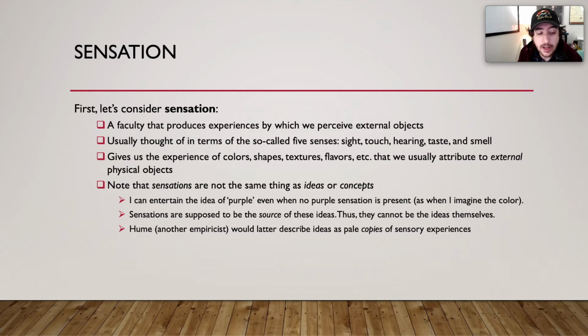So Hume, another empiricist that we'll look at later, would later describe ideas not as sensations, but as pale copies of sensory experiences. So the idea is, I look at a purple thing and I have the sensation, and then my mind is able to photocopy that sensation. And the photocopy is a bit faded and pale. It's not quite as vivid, Hume says. And so now I can close my eyes, and even though I can't sense purple, I can bring that pale copy that my mind has filed away in a filing cabinet before my mind, even when I don't sense a purple thing.